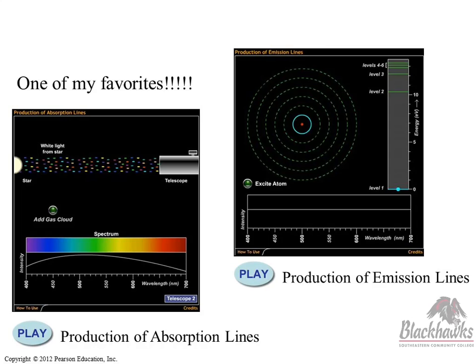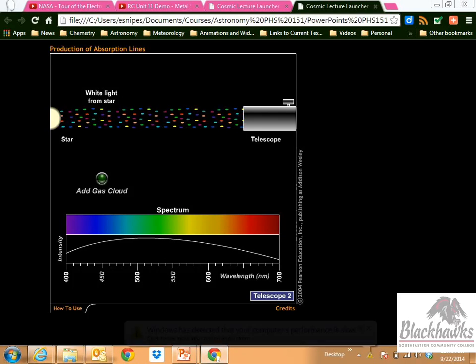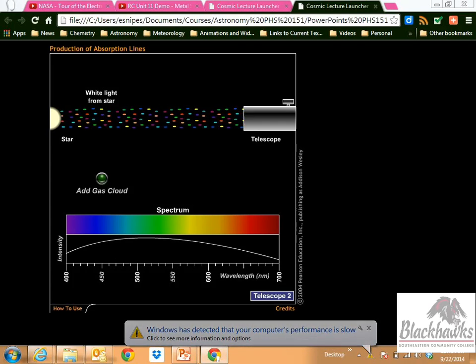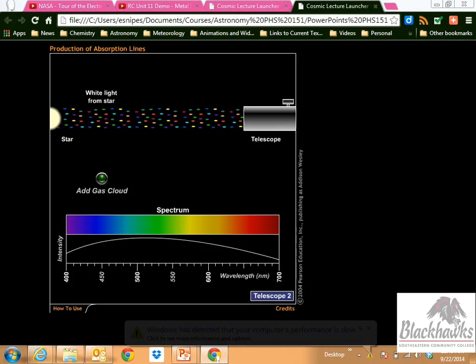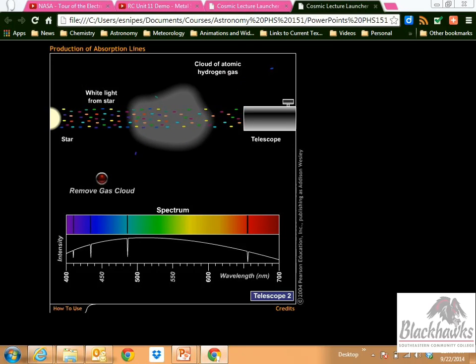This one shows you, this is one of my favorites, so I guess I better play it. So the first thing you're going to see is a continuous spectrum. Basically, here's your telescope, gathering light from your star. Notice that the star is white, so it's got all colors of the rainbow coming this way. So now I'm going to add a gas between the telescope and the source.